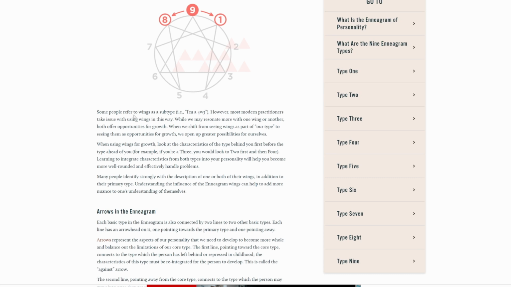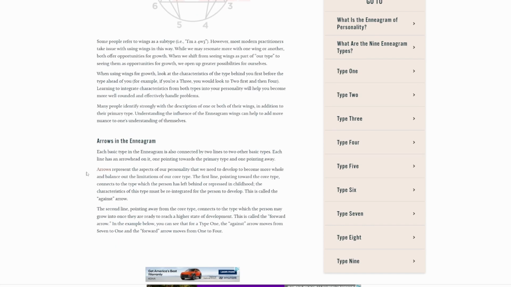Some people refer to wings as a subtype, i.e. I'm a 4 wing 3. However, most modern practitioners take issue with using wings this way. While we may resonate more with one wing or another, both offer opportunities for growth. Many people identify strongly with the description of one or both of their wings, in addition to their primary type. This is quite interesting because I need to figure out what the 6 and 8 even mean for me if I'm a 7, which I guess technically I am.